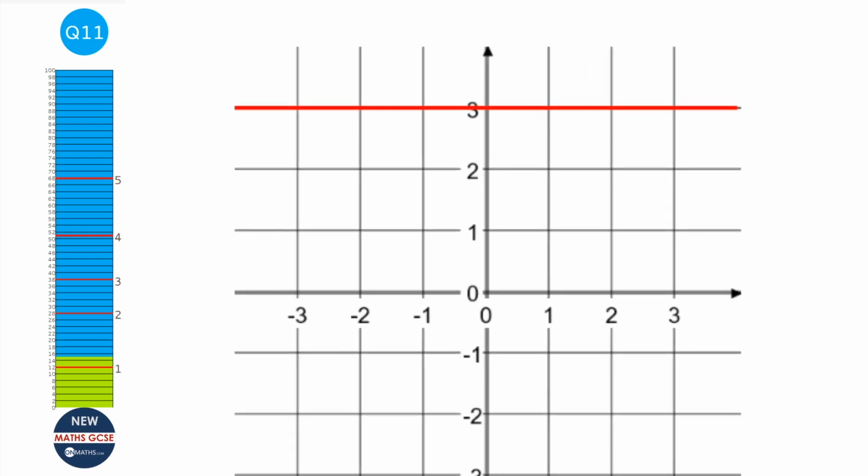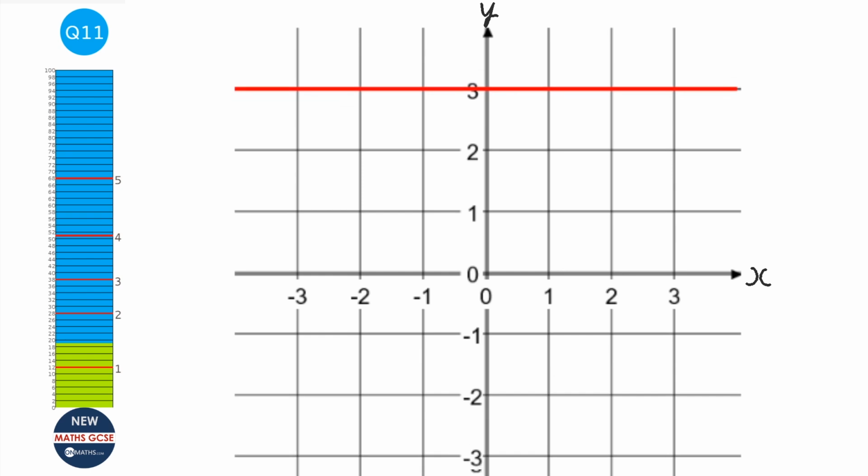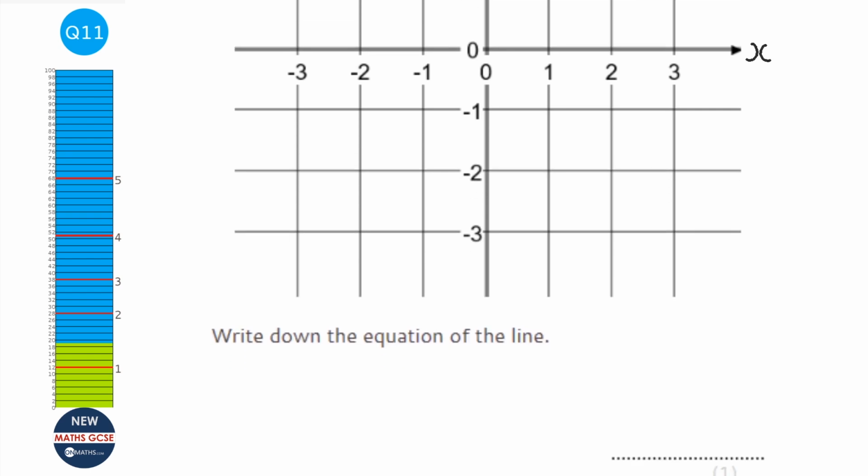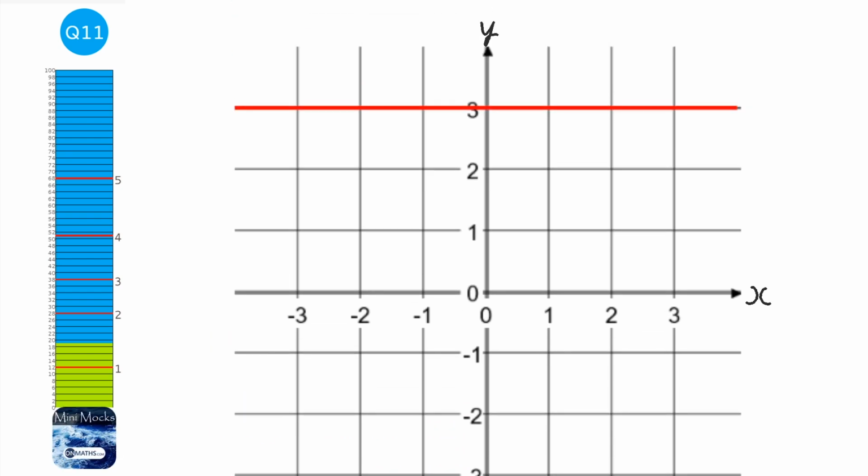Okay, so this is quite a tricky question. We've got a set of axes and we're given a line on it, and we're asked to find the equation of the line. So let's have a look at this line.